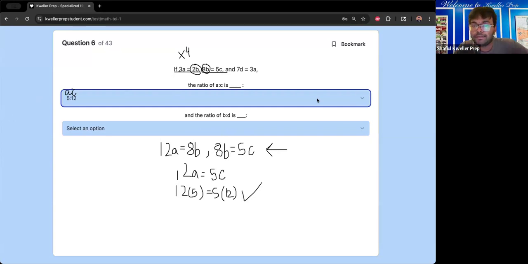Why is 12A to 5C a ratio of 5 to 12? Again, the idea here is you look at the opposite number. If the ratio of A to C is 5 to 12, let's say A is equal to 5 and C is equal to 12. That's basically what the ratio is telling us. I plugged it in down here, and we see that it makes sense, right? 12 times 5 is equal to 5 times 12. So just as a sanity check, this is how it works. The ratio is always going to be the opposite.